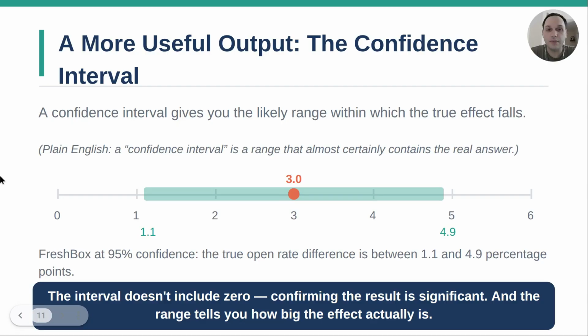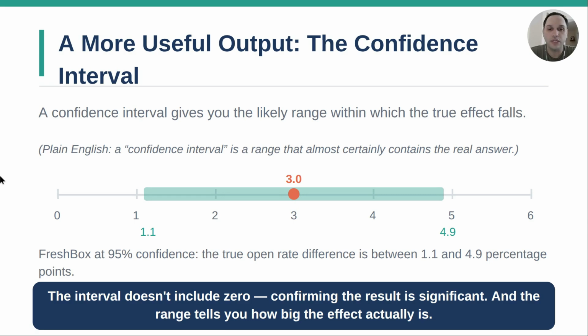There's a related concept that often gives you more useful information than a p-value alone: the confidence interval. Instead of just giving you a yes or no on significance, a confidence interval gives you a range within which the true effect almost certainly falls. For Freshbox, at 95% confidence, the true open rate difference is something between 1.1 and 4.9 percentage points.